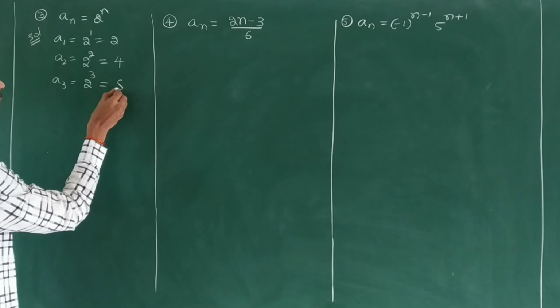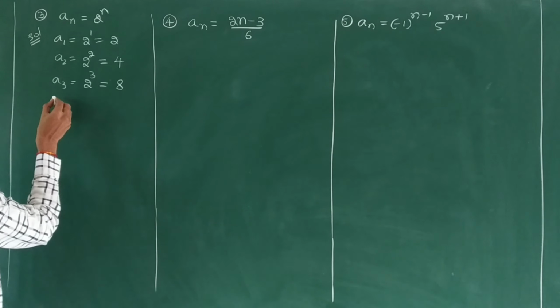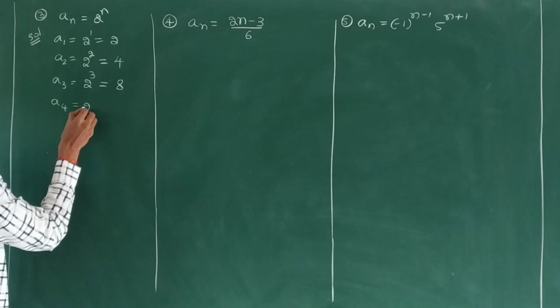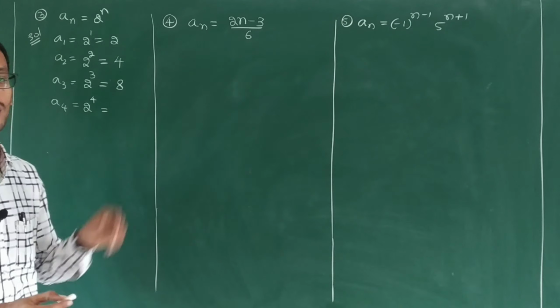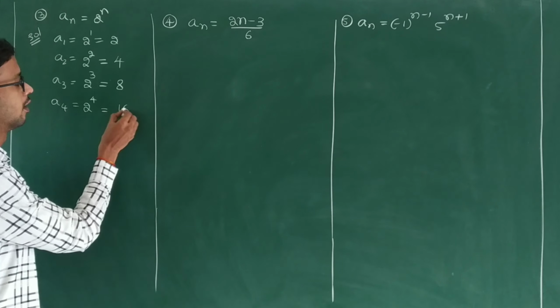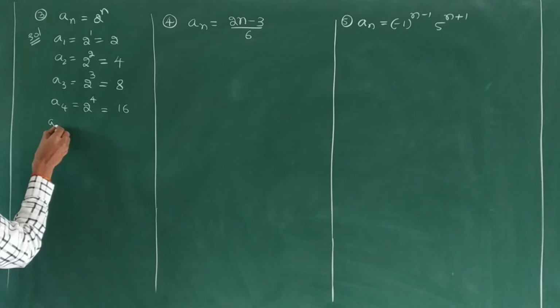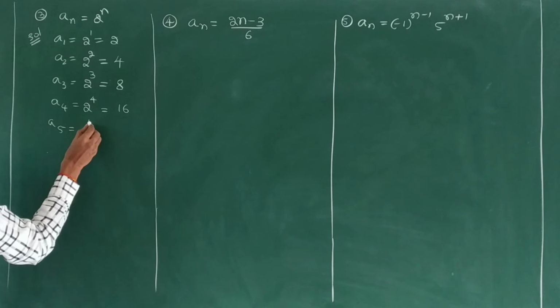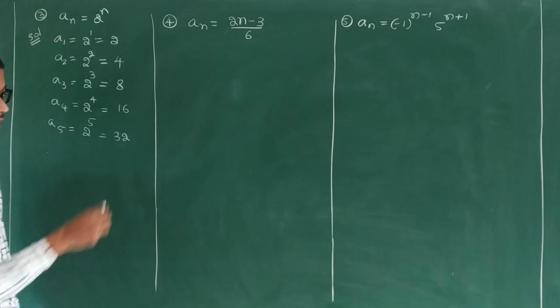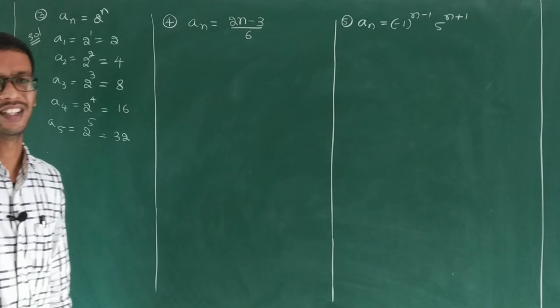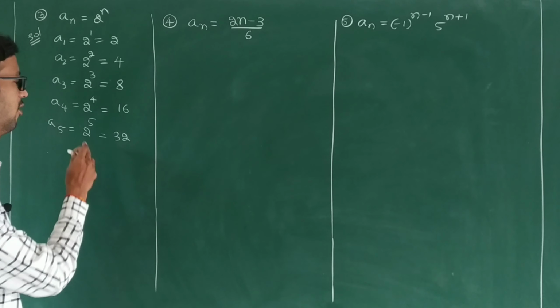2 cube is 8. 8 into 2 gives 2 power 4, which is 16. Then 2 power 5 is 16 times 2, which is 32. It is just multiplication, 2 multiplied 5 times, giving 32.